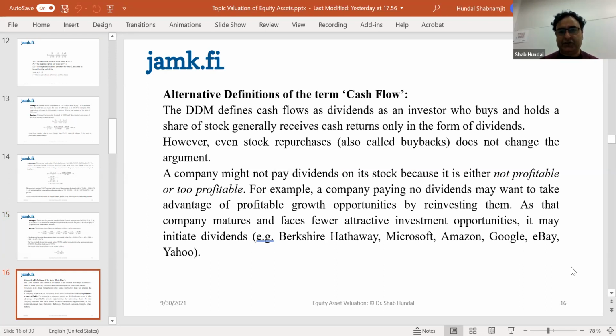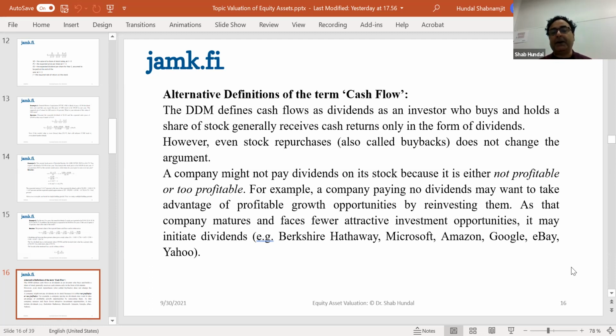Alternative definitions of the term cash flow. As I wrote here, the dividend discount model defines cash flow as the dividend to an investor. But the problem is, will you only study those companies who are giving you dividends? There are companies who do not give you dividends. So does it mean that you will not include those companies in the calculation?